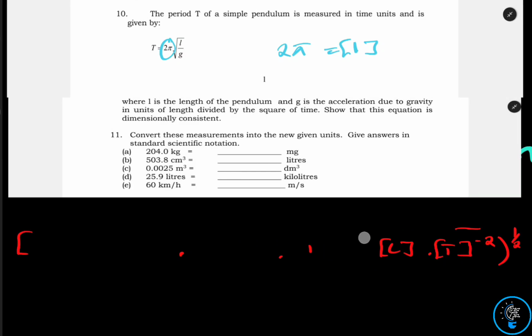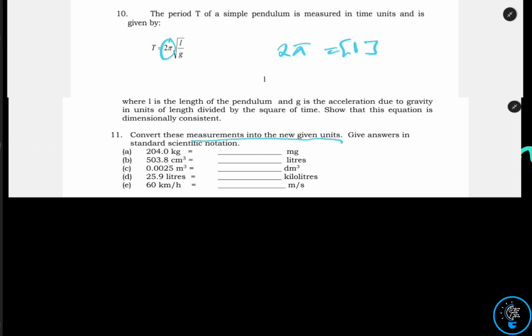Okay, let's do the last part. We are told to convert these measurements into given units, and to give answers in standard scientific notation. Our first one is 204.0 kg.